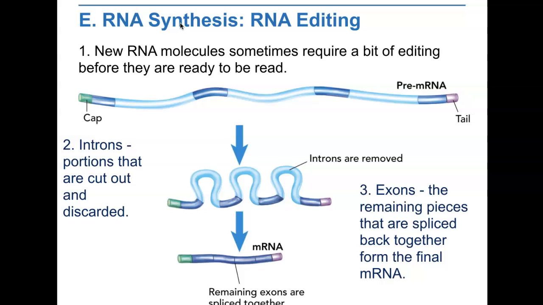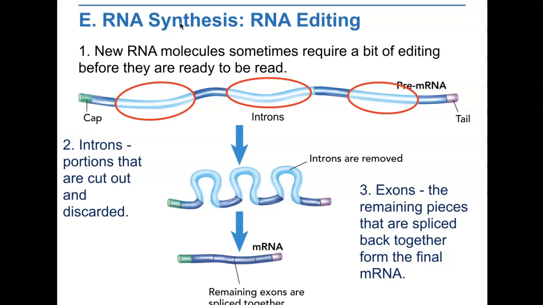Like a writer's first draft, a new RNA molecule sometimes requires a bit of editing before it is ready to be read. These pre-mRNA molecules have bits and pieces cut out of them before they can go into action. The portions that are cut out and discarded are known as introns. In eukaryotes, introns are taken out of newly synthesized pre-mRNA molecules while they are still in the nucleus. The remaining pieces are known as exons. Exons are then spliced back together to form the final mRNA.